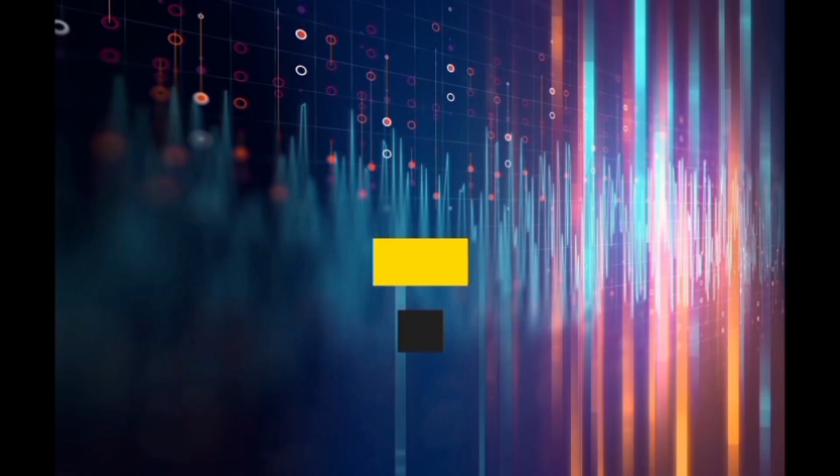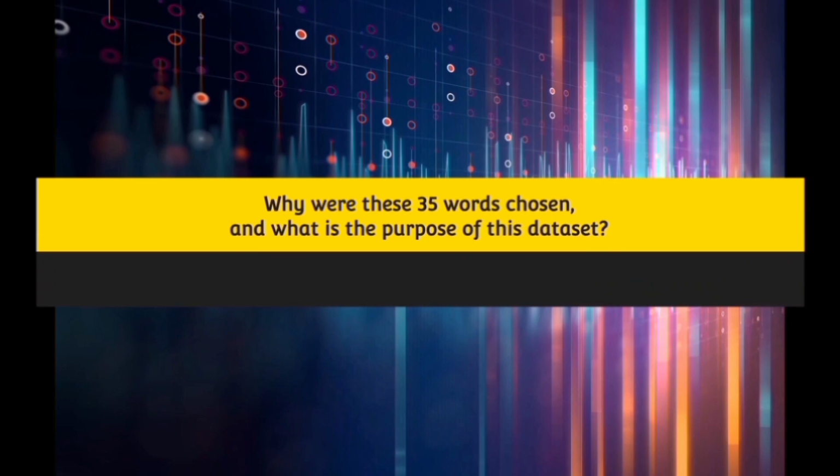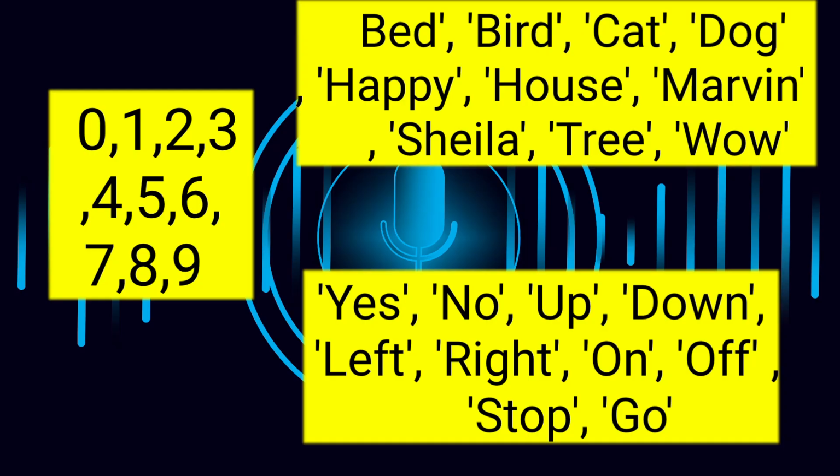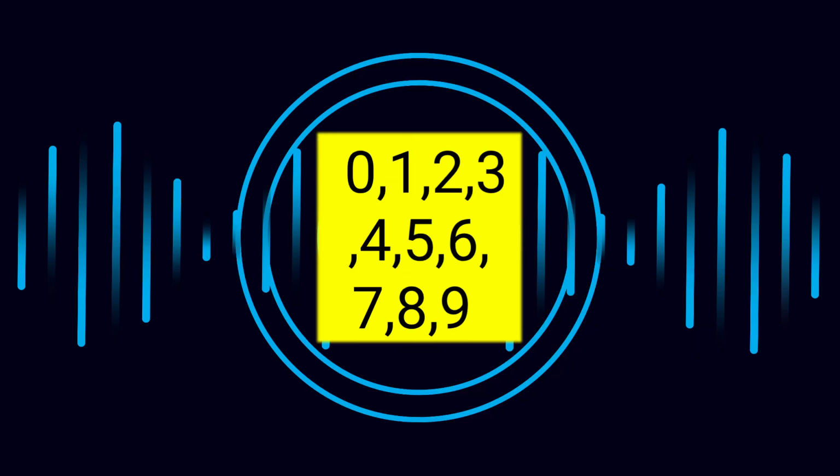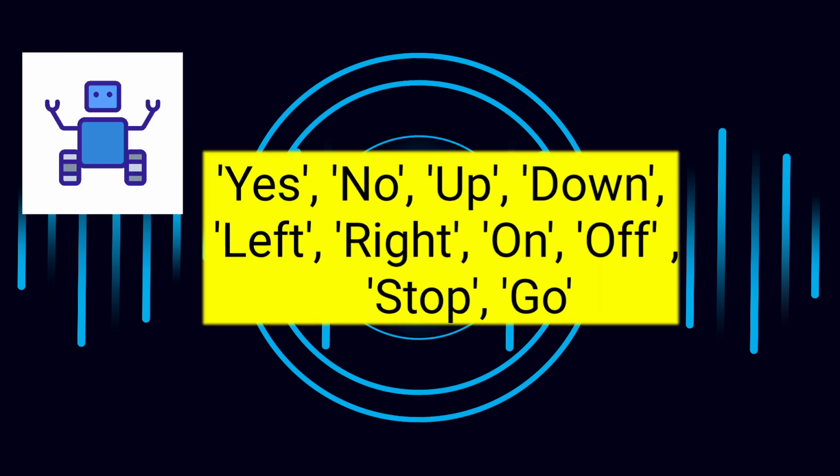Why were these 35 words chosen, and what is the purpose of this dataset? In Pete Warden's article, he discusses how these specific words were selected to ensure robust performance of keyword recognition models, particularly in distinguishing meaningful commands from irrelevant speech. These included the digits 0 to 9, and in version 1, 10 words that would be useful as commands in IoT or robotics applications: yes, no, up, down, left, right, on, off, stop, and go.